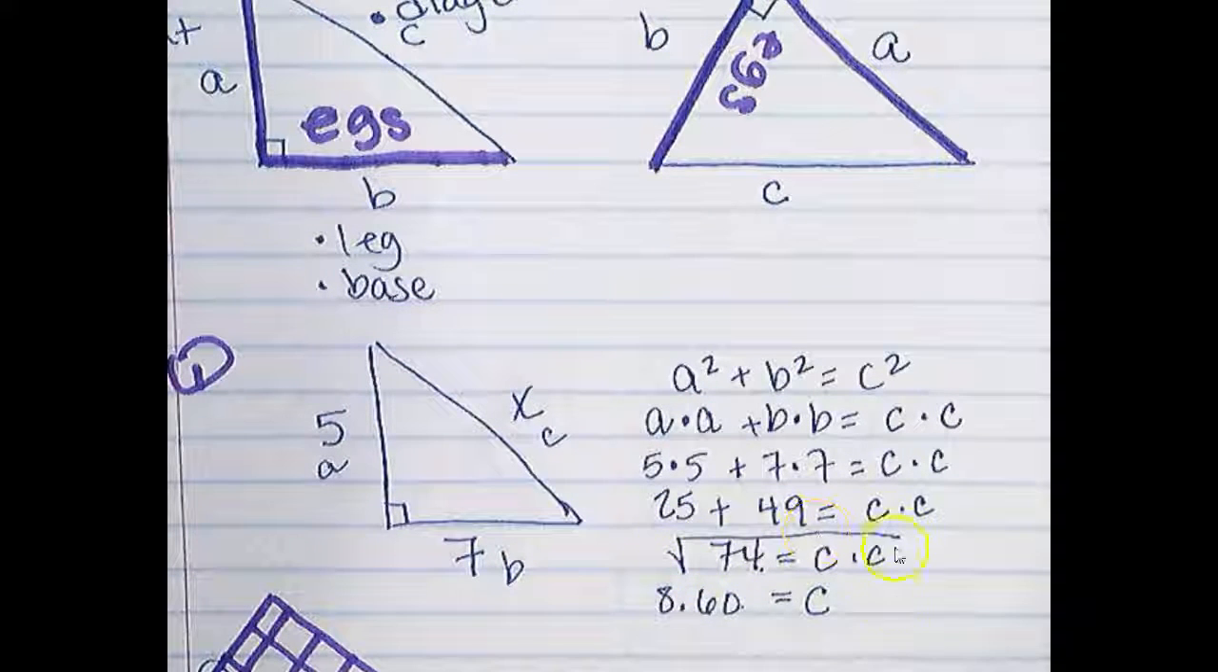The square root of 74 is 8.60. Now remember, these 5s and 7s and 8.60 are lengths. If you were looking at a unit, you could do inches, feet, miles. But 25 and 49 are areas.